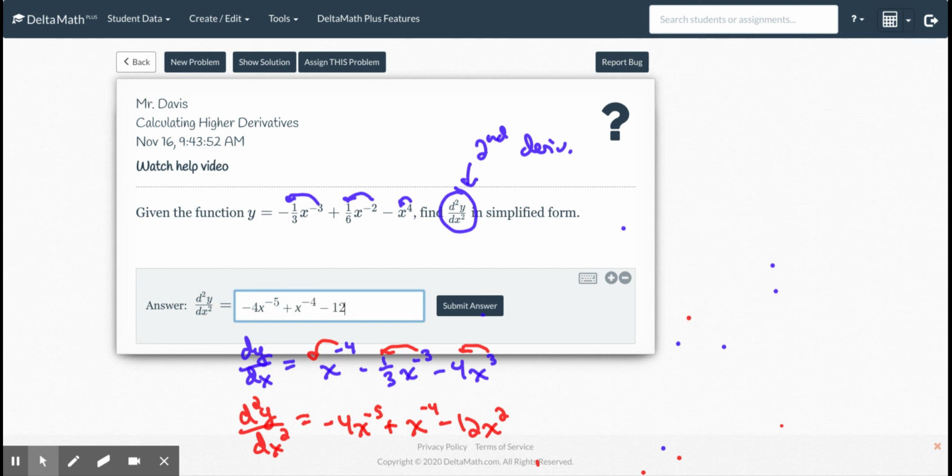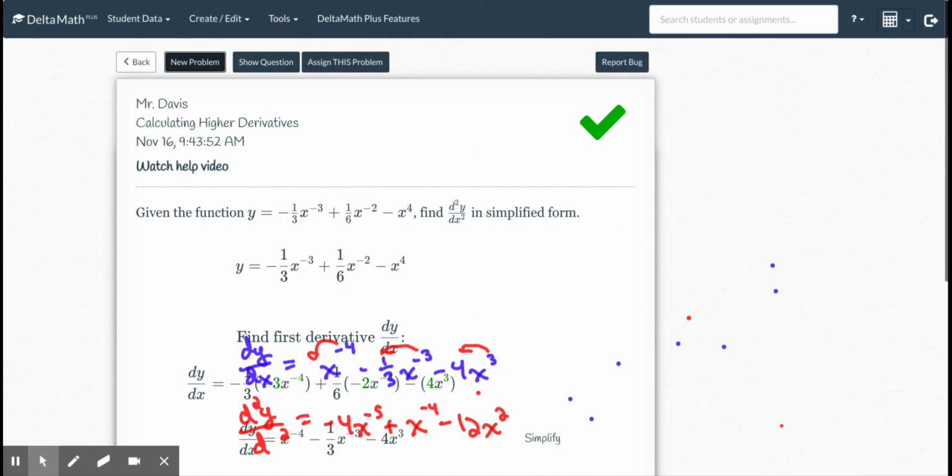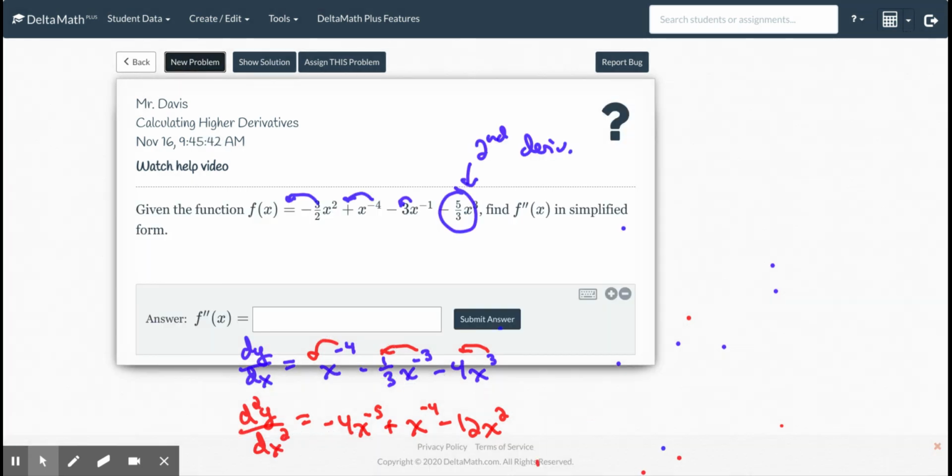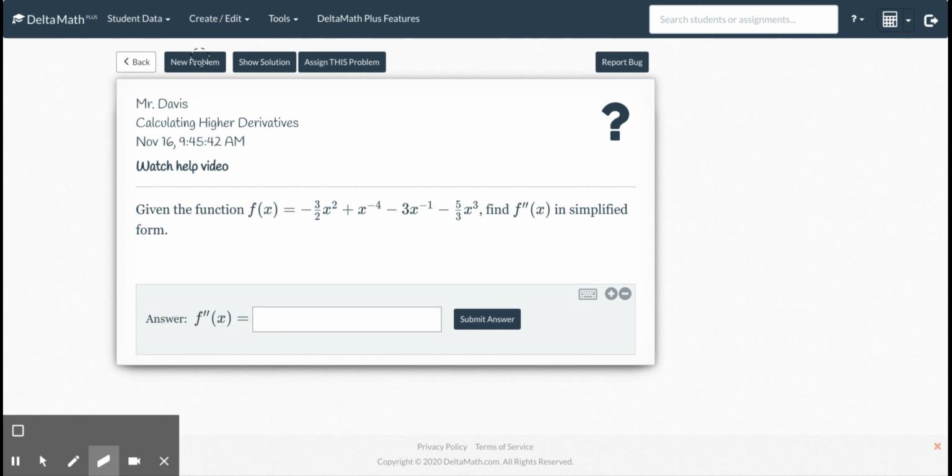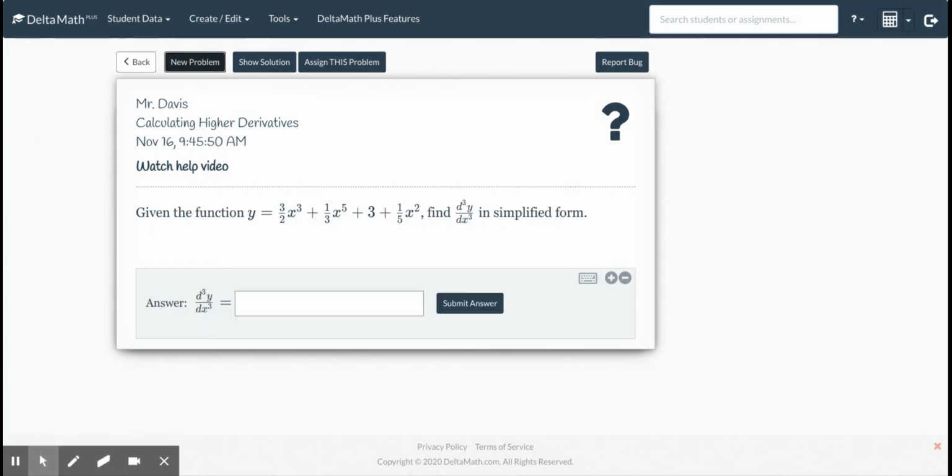And we'll do maybe 1 or 2 more. So really, this isn't anything different than what we did on the previous video where we did power rule. It's just doing the power rule twice. That's all there is to it. Let me see if I can find a third derivative here. There we go. All right.